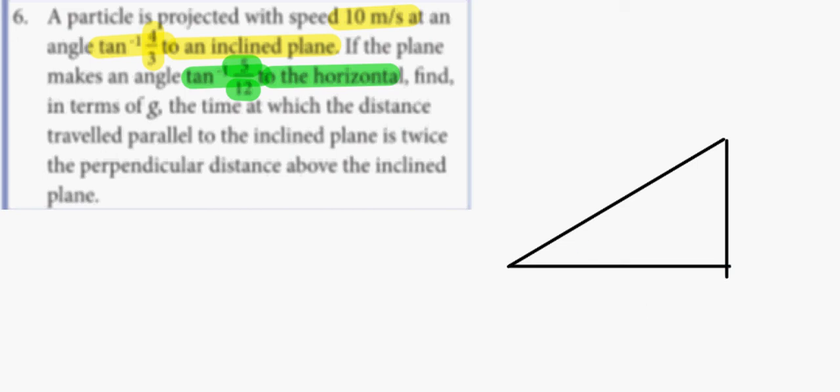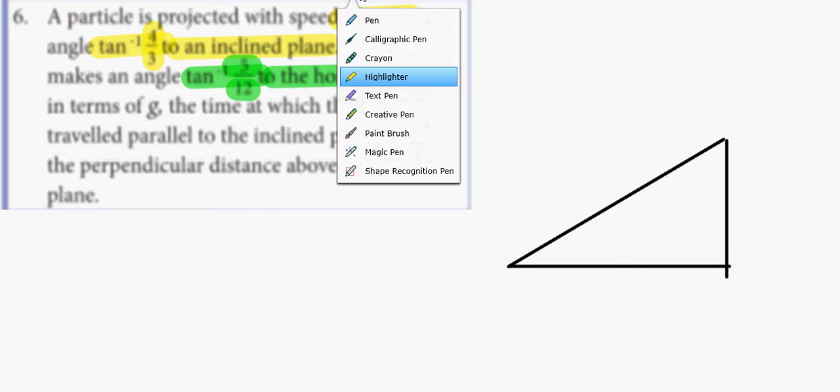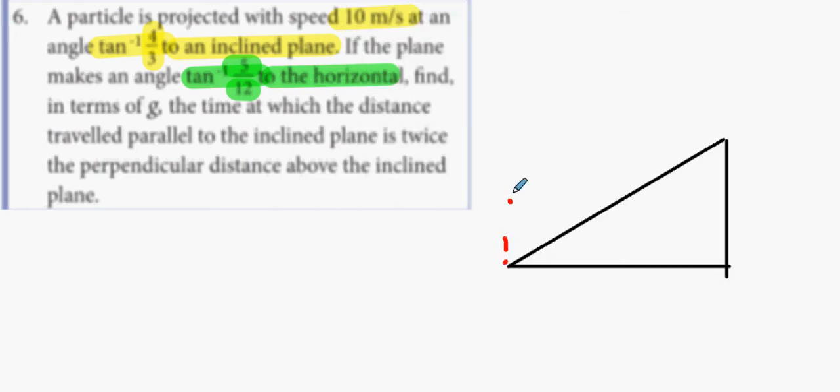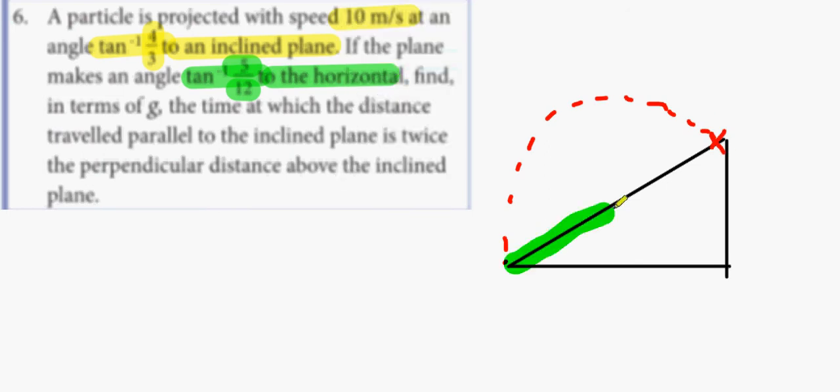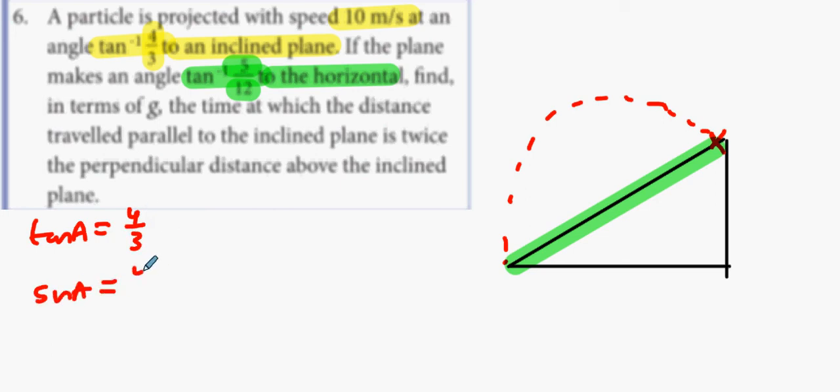It just means if I throw it from here all the way up here and it hits down here, just that part there, parallel to the plane. Now, let's do what we always do. Let's go for tan A first. Tan A is 4 over 3. So sin A is going to be 4 over 5, and cos A 3 over 5.